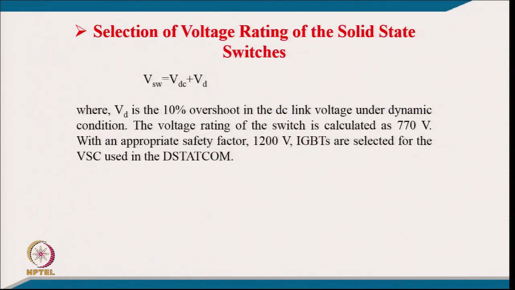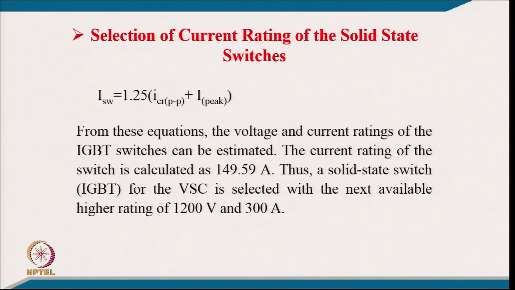Well, selection of the voltage rating of the switches. The switch voltage rating should be the DC link voltage plus the overshoot in the DC link. That is the highest voltage we have selected, but there will be some overshoot because of the controller action, around 8 to 10%. So taking a safety factor of around 10% in the DC link voltage under dynamic condition, the voltage rating of the switch is calculated as 770. With the appropriate safety factor, we take a 1200 volt IGBT for the voltage source converter used in DStatCom.